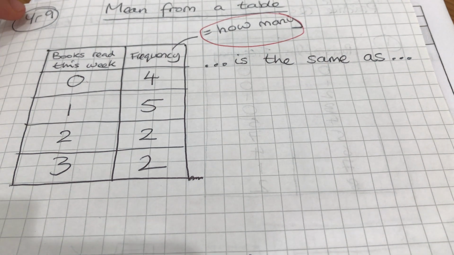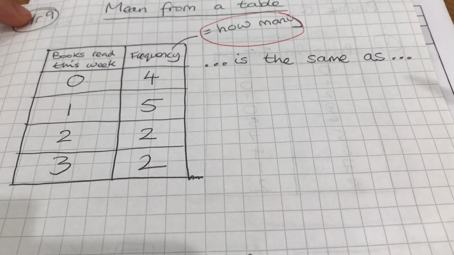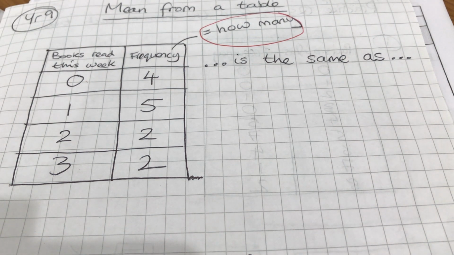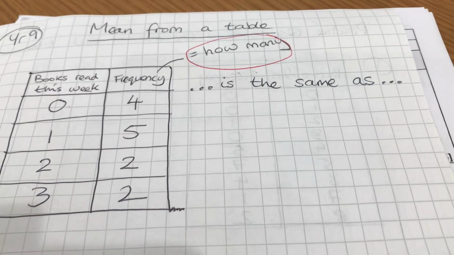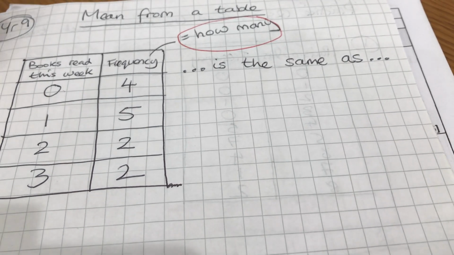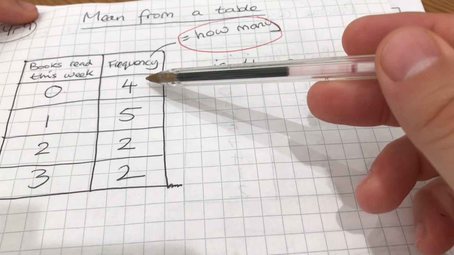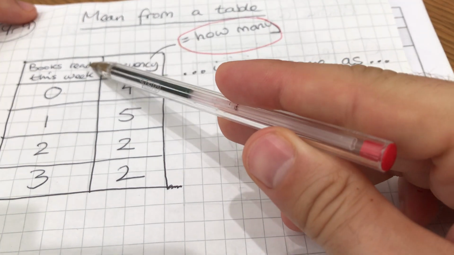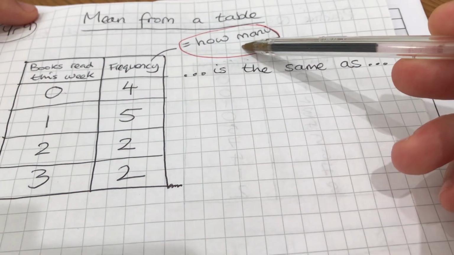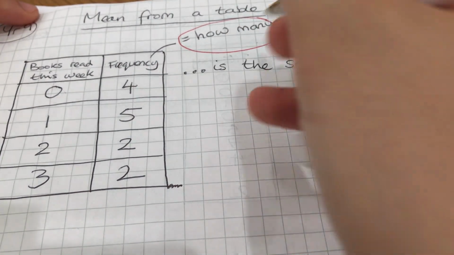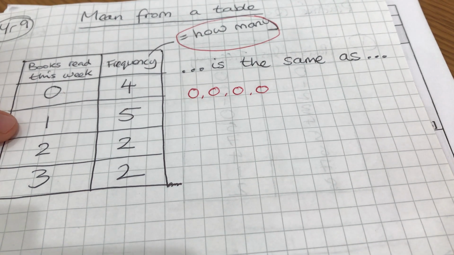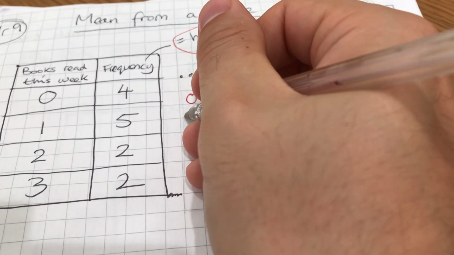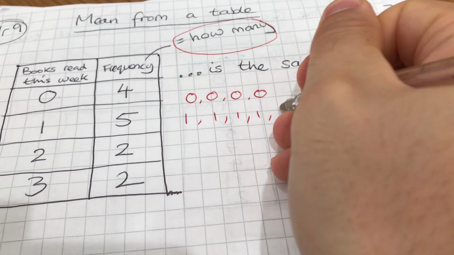Right, I want us to say what this table is the same as if we just had normal numbers, like the other day when we were doing averages and all that sort of stuff. I want to write it like just the numbers, okay? So let's just write out what this table means. Well, there are 4. How many people read 0 books? Well, how many is 4? So I'm just going to write 0, 0, 0, 0. How many read 1 book? 5 people. So that's like having 5 ones. 1, 1, 1, 1, 1.